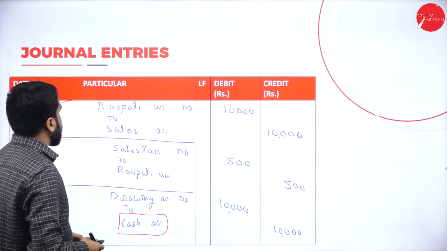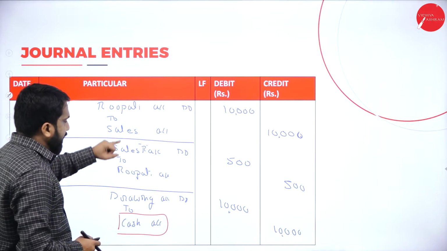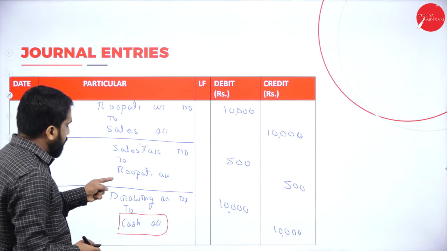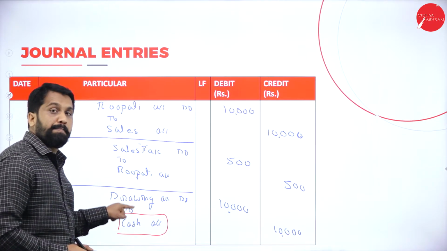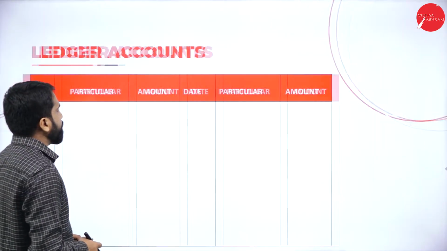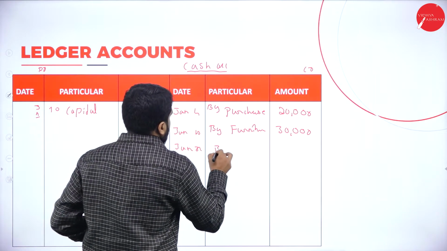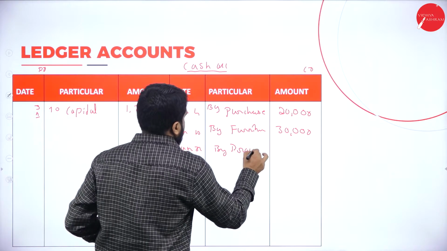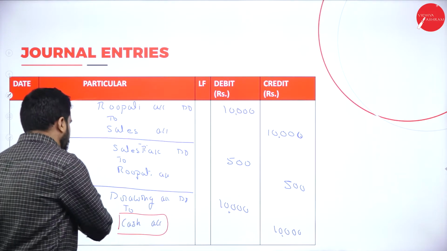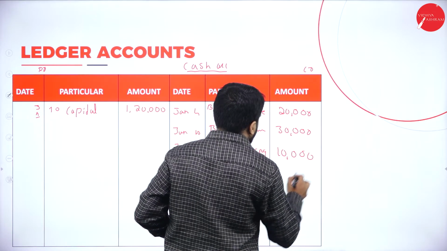We'll go for the 4th one. Do you have cash here? No, we will not consider. Is there any cash here? We will not consider. Is there any cash here? Yes. Cash is up or down? Down. So it must be what? By drawings. How much? 10,000. Date is January 31st. By drawings, hope you are getting it. What is the amount? Amount is 10,000. We have taken this. Now close this.